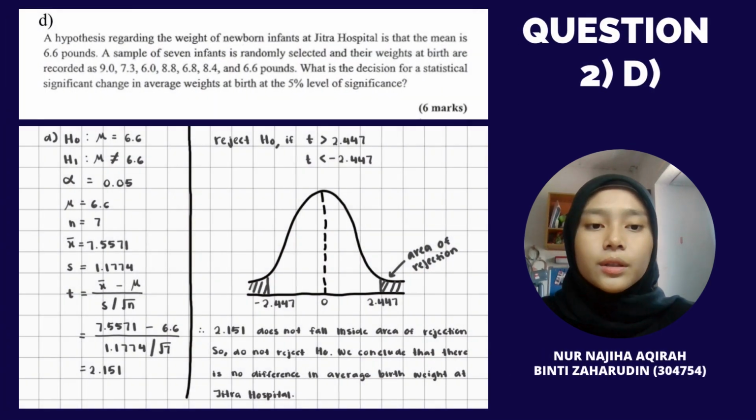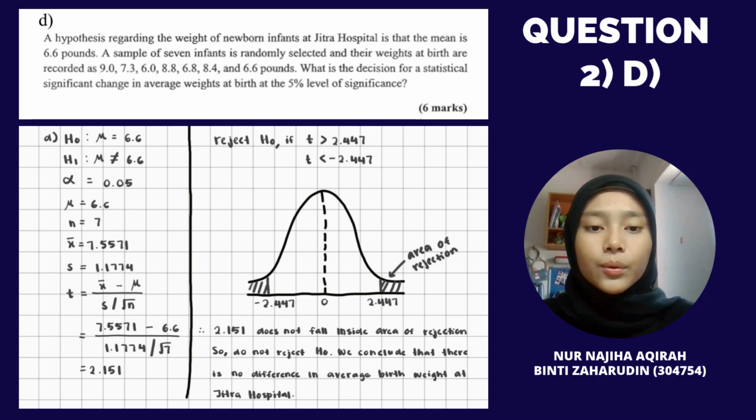Next, question 2D is about testing whether the average birth weight at Jitra Hospital is different from 6.6 pounds. So we want to check if there is a statistically significant change in birth weight. Step 1, we need to state the hypothesis. The null hypothesis is mu equal to 6.6 and the alternative hypothesis is mu not equal to 6.6. So this is a two-tailed test because we're checking for any difference.